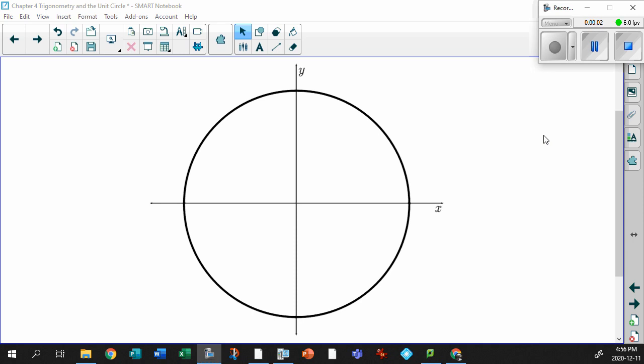Maybe you should time me on this one. I'm going to show you how to do the entire unit circle by generating it and not memorizing a darn thing.